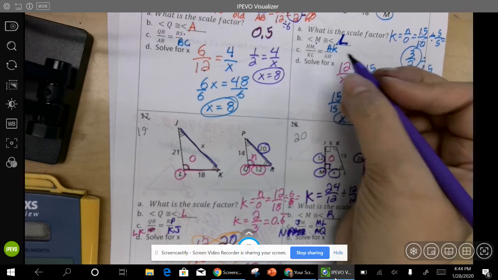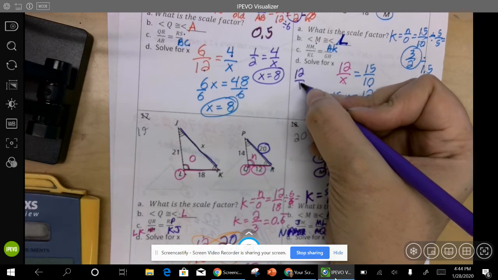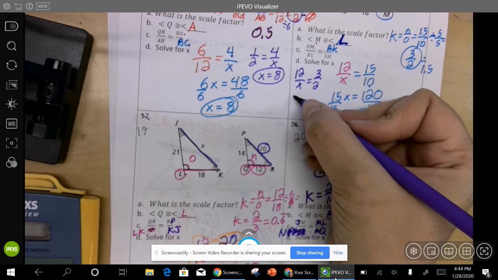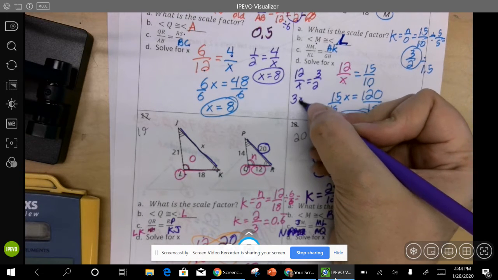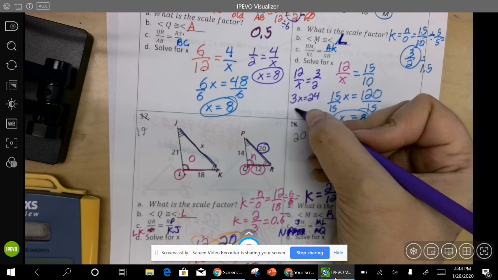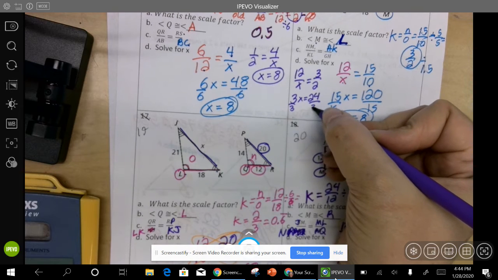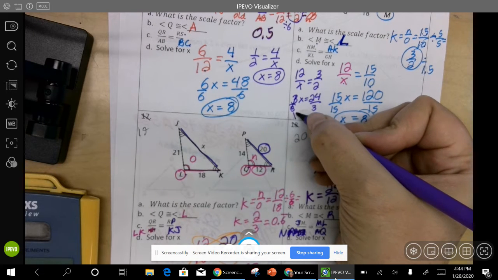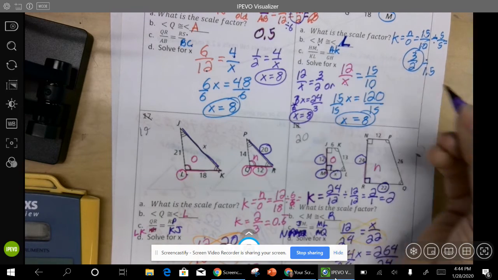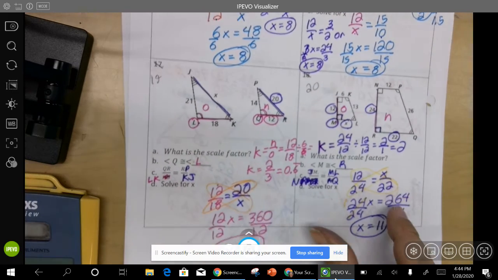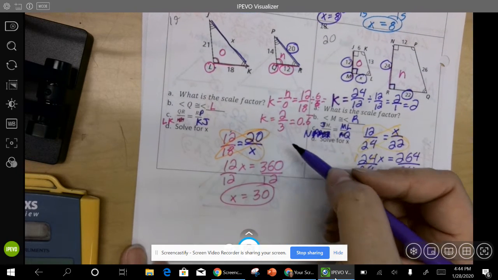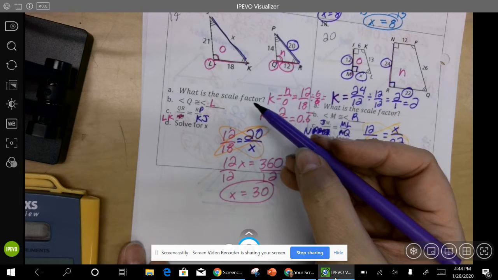Again, everybody, same thing. I could put 12 over x is equal to 3/2. And so 3 times x, 12 times 2 is 24. Divide. 24 divided by 3 is 8. Okay, everybody, or you can do the cross product. So either one, do which way works for you. Same for this one, everybody. So scale factor. Okay, so this one's a little bit more confusing, but we got it.